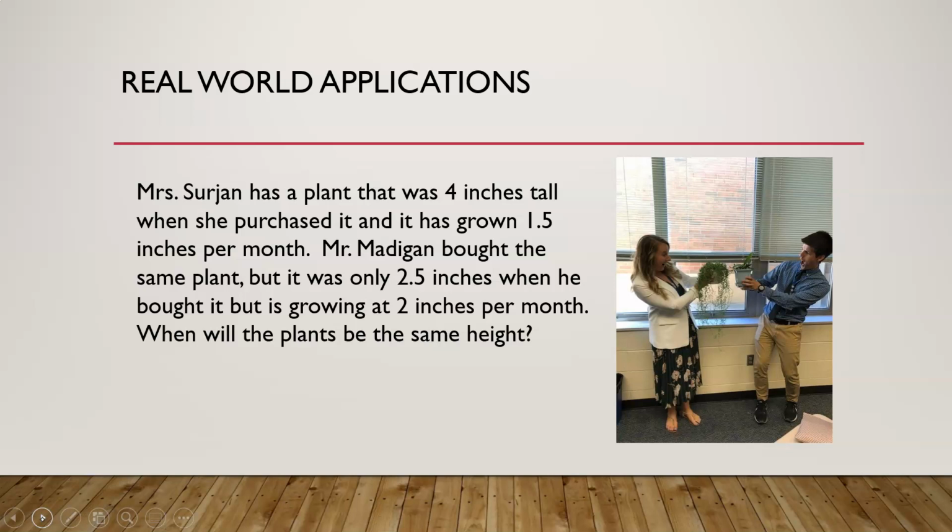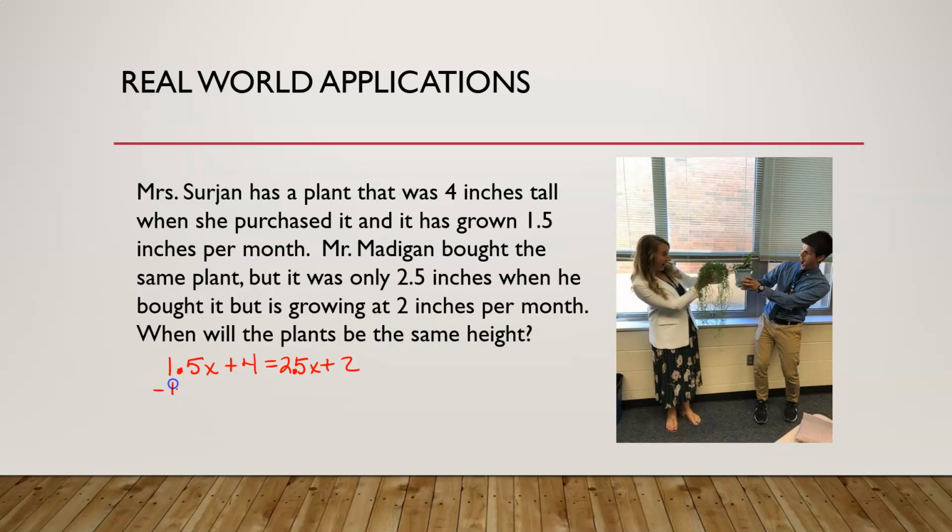So what you need to do is construct two separate expressions on either side of the equal sign, and when you solve for x, that is when they'll be the same height. So here's Mrs. Surgeon. Hers grows 1.5 inches per month, and it started out at 4 inches tall. Mr. Madigan's started out at 2.5 inches, and his grows 2 inches per month. So let's solve for x here.